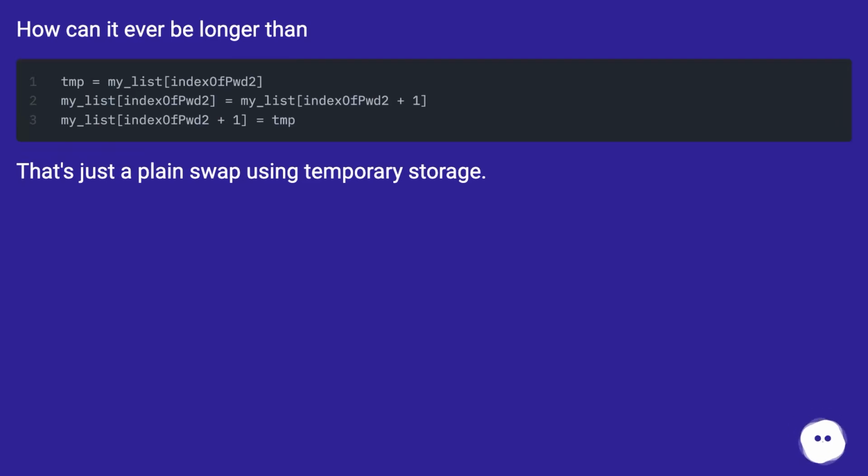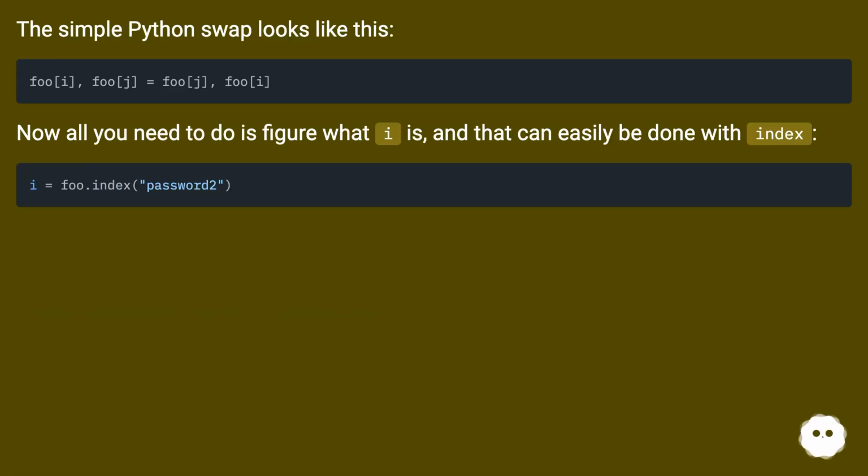How can it ever be longer than? That's just a plain swap using temporary storage. The simple Python swap looks like this. Now all you need to do is figure what i is, and that can easily be done with index.